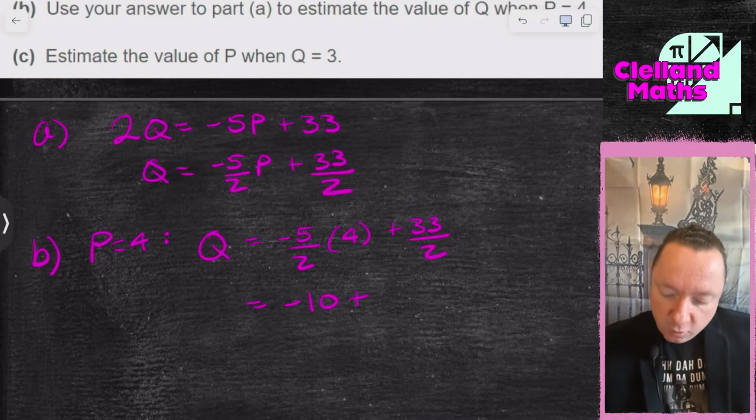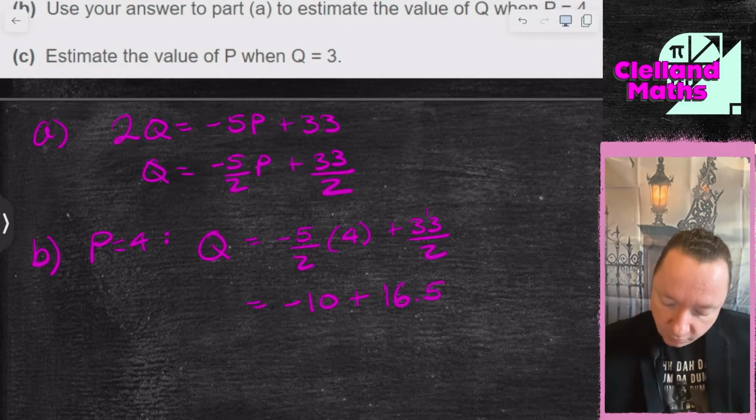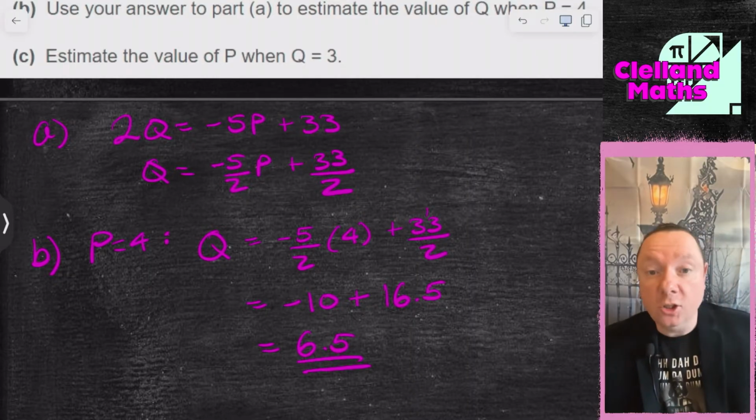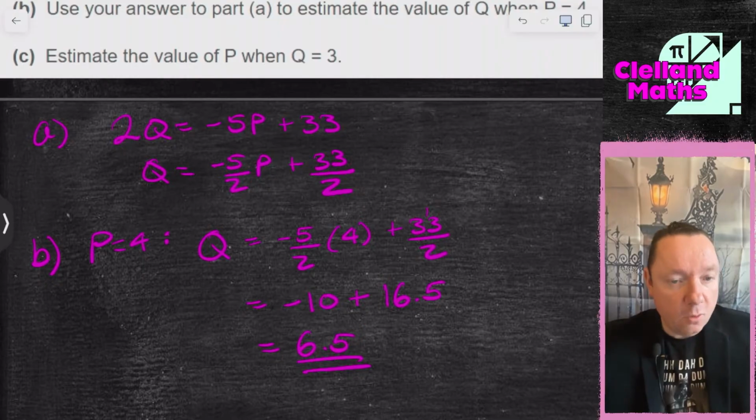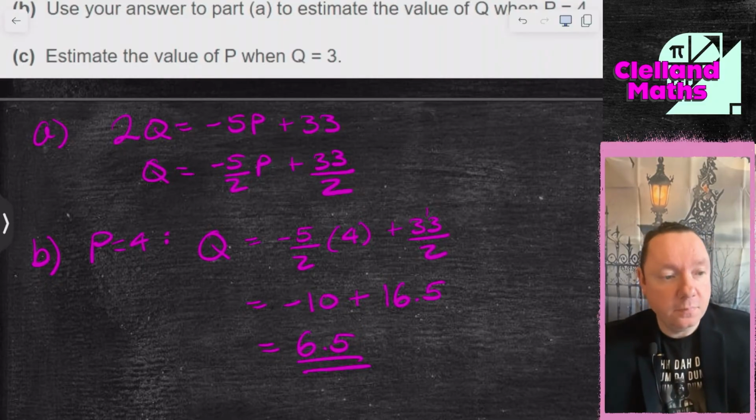And then 33 over 2, sorry. Well, 2 goes into 3 once. 2 6s is 12. So it's plus 16.5. So that gives me 6.5. And it might have some units usually, but for this question, no. So 6.5. Or 13 over 2 if you prefer.